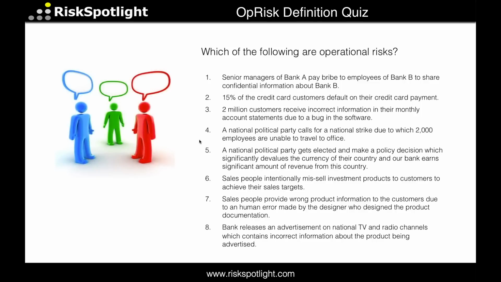Okay, people have already started answering. A national political party calls on a national strike to which 2,000 employees are unable to travel to office. Yeah, it's a yes. I think most people have said. Again, it passes those criteria: it's related to our people, and if people are not able to come to work, then the process will get disrupted, and we may not be able to serve our customers on that given day. So it has that uncertainty where the impact will influence the objective.